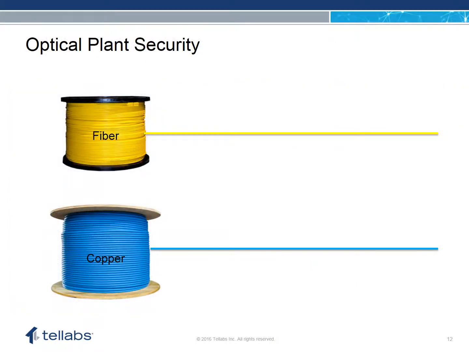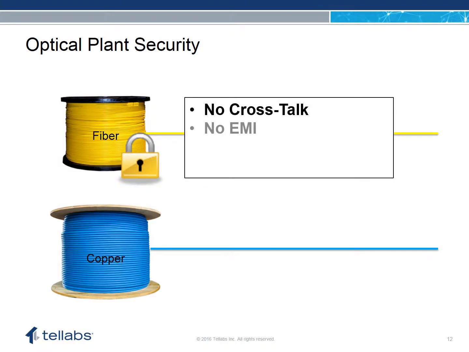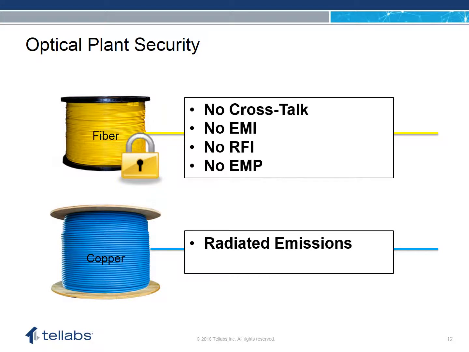The optical plant, also known as the fiber cabling infrastructure, can make significant contributions to overall security. Fiber optic cabling is more secure than copper cabling. Fiber is not susceptible to interference, nor does it introduce interference. With fiber, you have no crosstalk, no EMI, no RFI, and no EMP. The opposite is true of copper cabling, which allows radiated emissions that can be tapped without physical access.